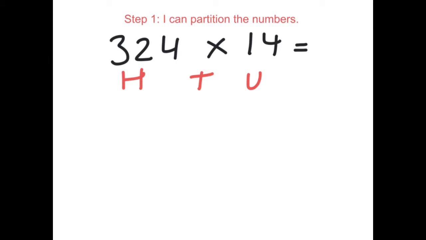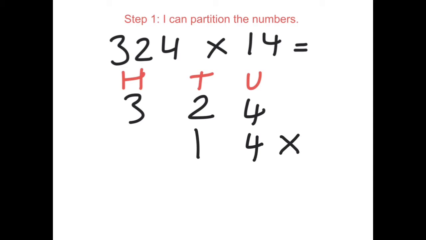Alright then, so hundreds, tens, and units. Well, let's start with 324. So we know that's got 4 units, 2 tens, and 3 hundreds. Okay, and we're multiplying by 14. And that's nice and easy because we know that 14 has got 4 units and 1 ten. Now we need a multiplication sign. Alright, so there we go. We've partitioned 324 and 14 into hundreds, tens, and units.